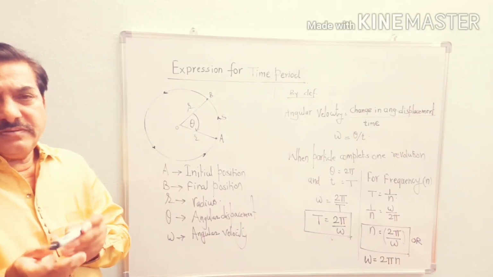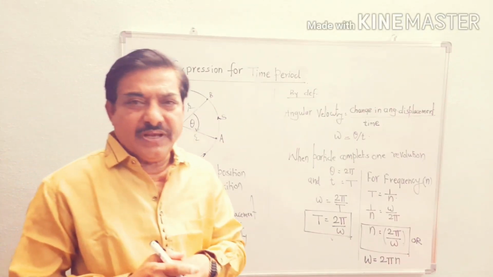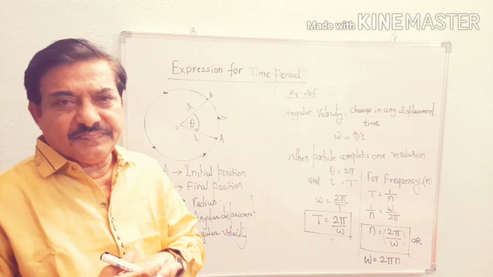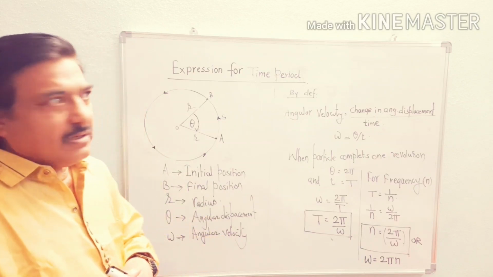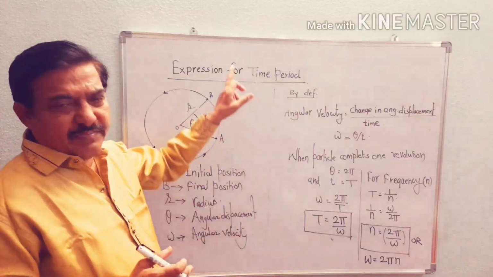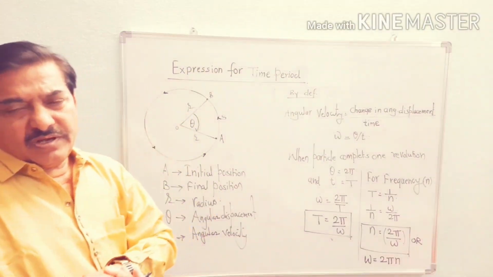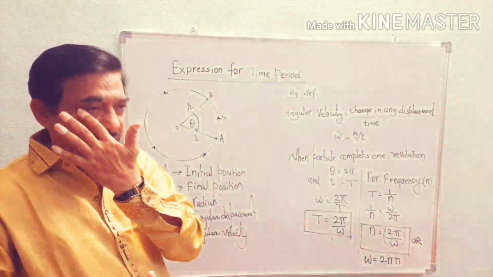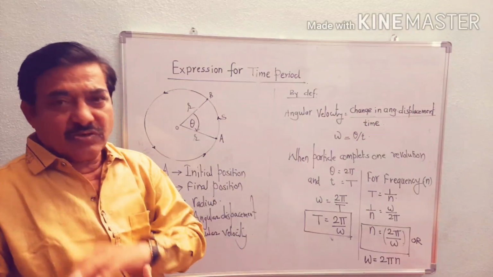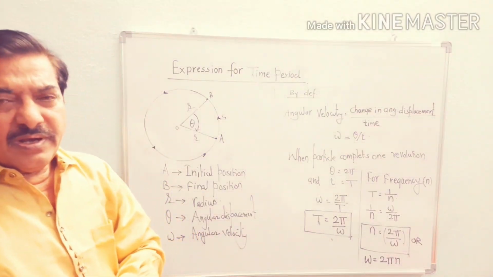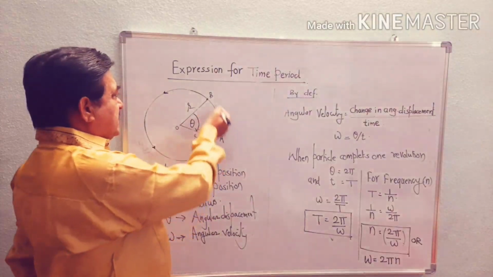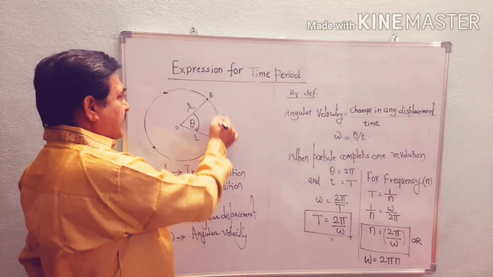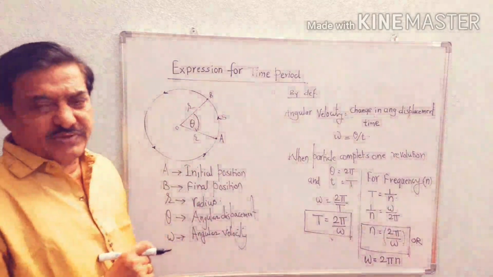In the last period, we have seen angular velocity. Today, we will see the expression for time period. Expression for a time period of a particle performing a circular motion. Consider a particle is performing a circular motion along the circumference of the circle of radius r.